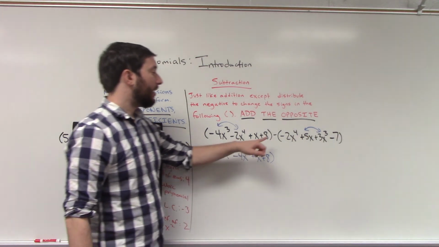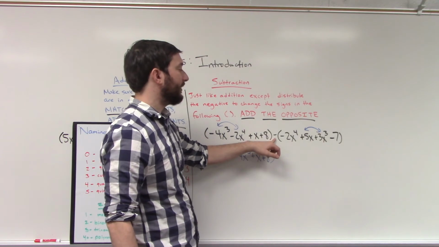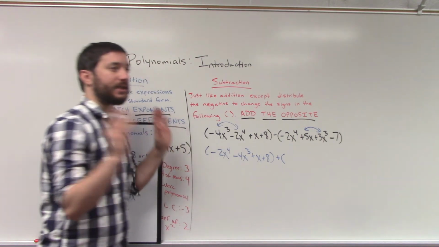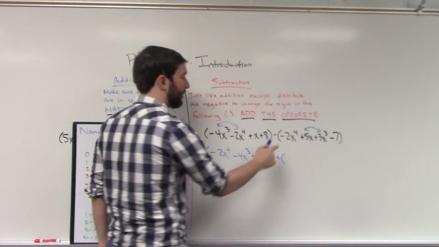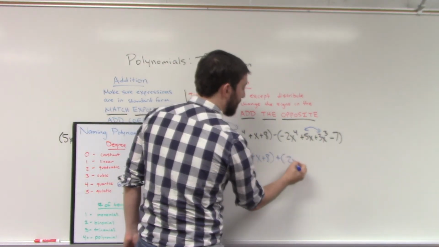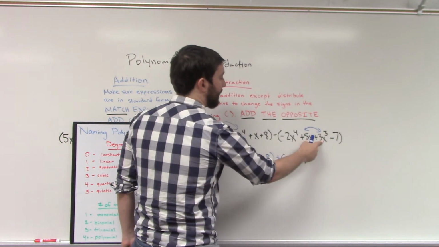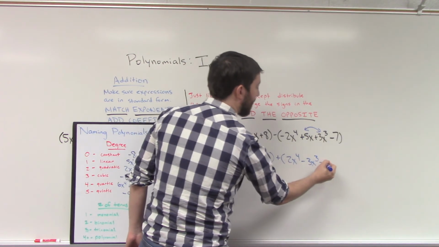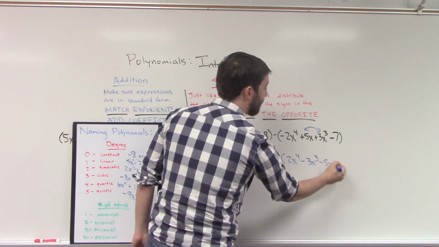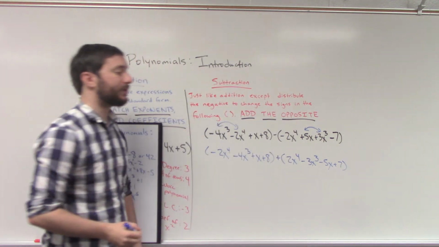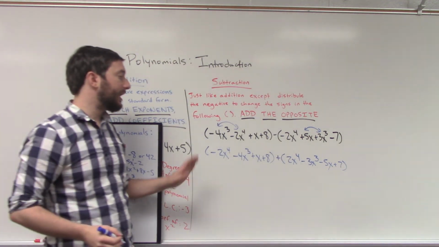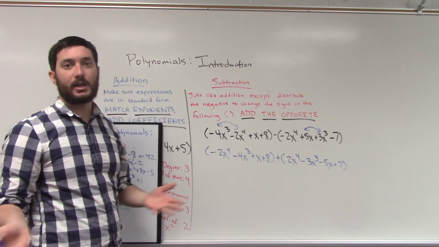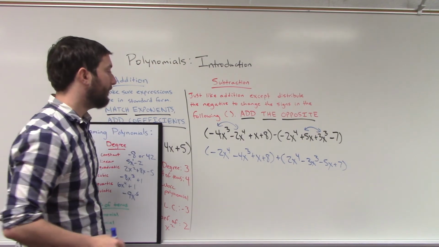So we have a negative here. We're going to change that to a positive. And that means all the signs in our following parentheses will change. The negative here will turn to positive 2x to the fourth. The positive 3x cubed will change to negative 3x cubed. The positive 5x will change to negative 5x. The negative 7 will change to positive 7. All of those signs changed in order that we may now combine like terms just like we did a second ago. Using the column method again would be just fine.